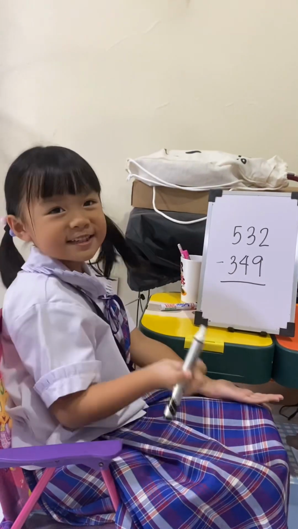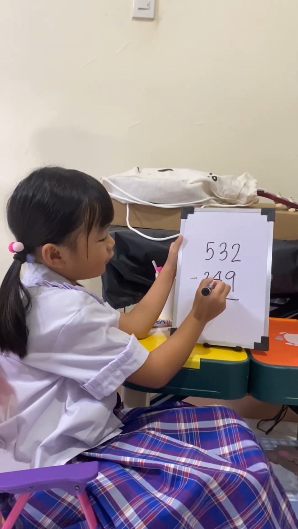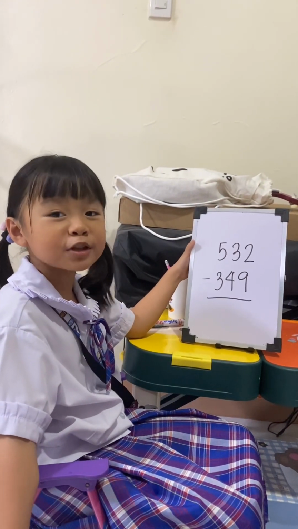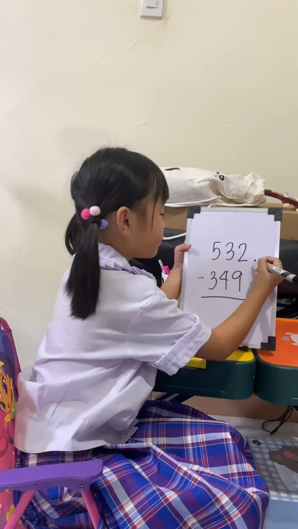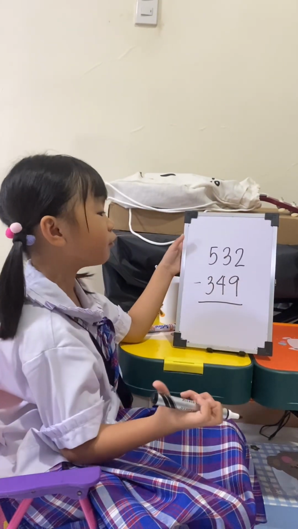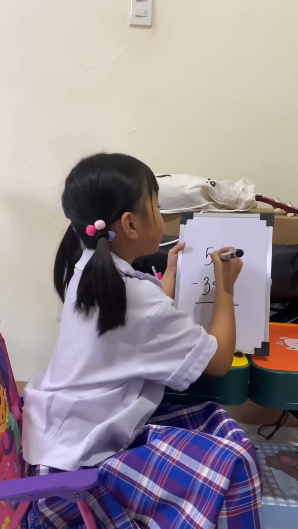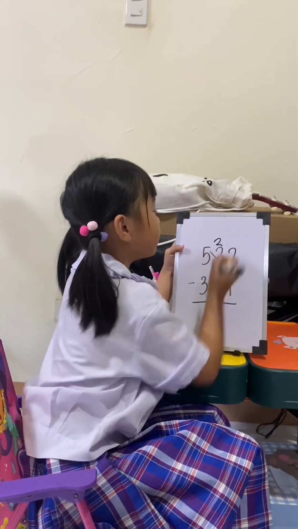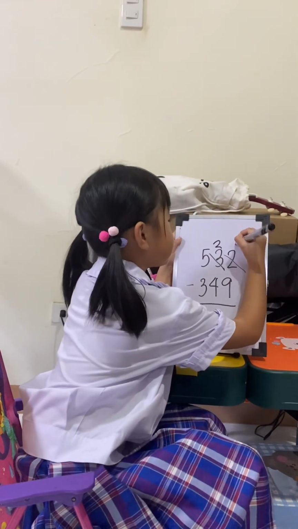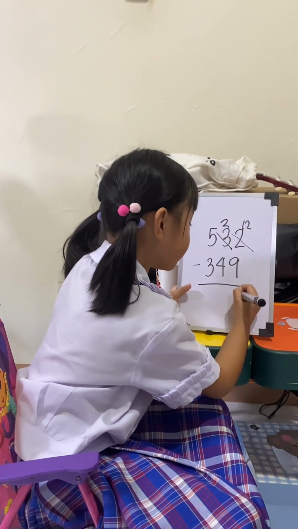Now we have our final example, that is 532 minus 349. Always remember that we need to subtract the numbers from the ones position first. That is 2 minus 9. Since 2 is smaller than 9, we need to borrow 1 from 3. So 3 will become 2 and 2 will become 12. So 12 minus 9 is 3.